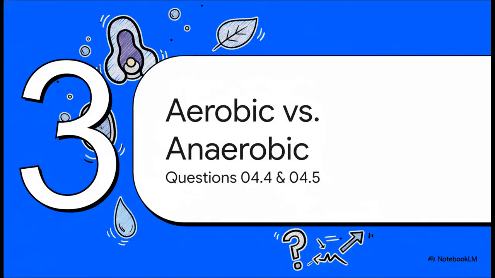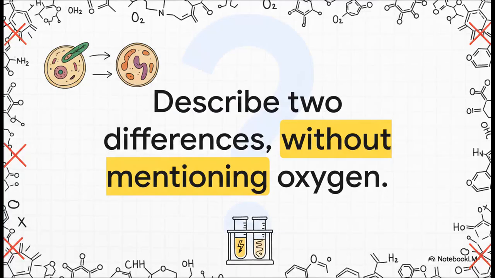Now we're getting to a classic exam favorite, aerobic versus anaerobic respiration. This is an area where a lot of people can get tripped up, so let's really break down what the mark scheme is looking for here. So, question 04.4 asks you to describe 2 differences. Easy enough, right? But wait, there's a catch, a big one. Do not refer to oxygen in your answer. Whoa! So you can't state the most obvious difference. They're forcing you to dig a little deeper.